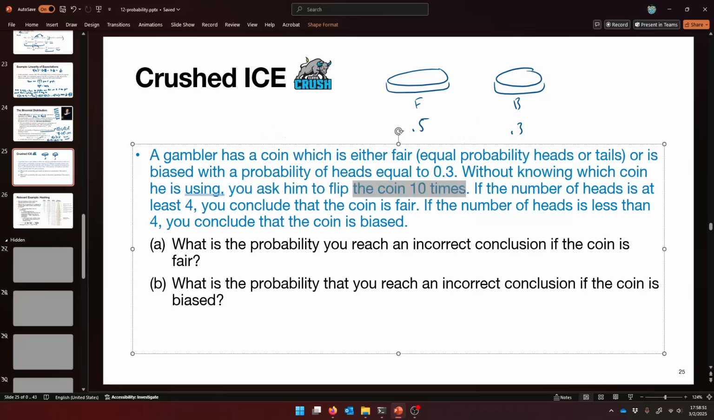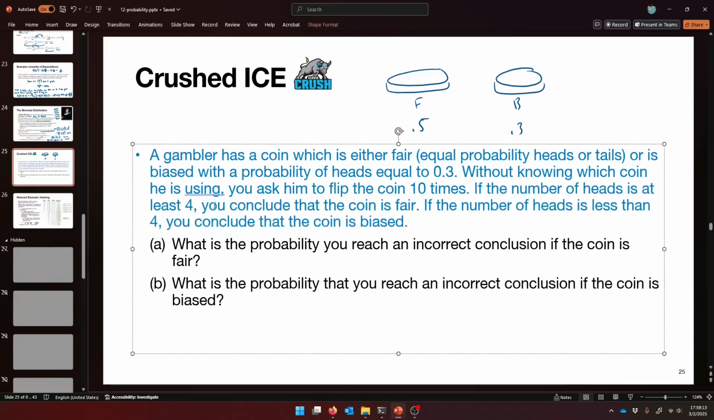So you tell him to flip the coin 10 times, and you record the number of heads you see. You make a plan in your mind: if the number of heads is at least 4, you're going to decide that the coin must have been fair. If the number of heads is less than 4, you're going to decide that the coin must have been the biased one. You could be wrong, but that's your strategy.